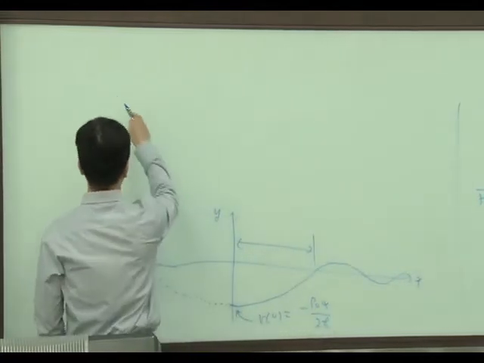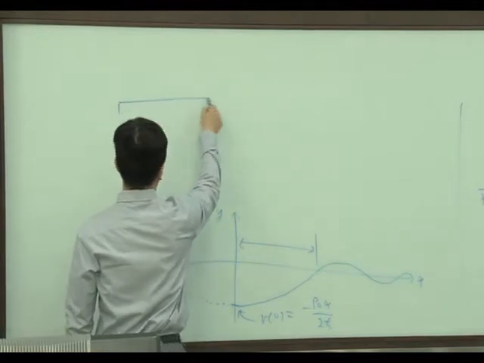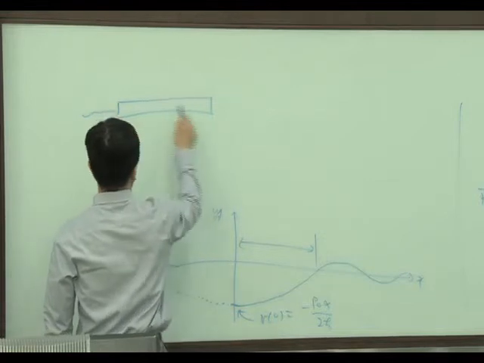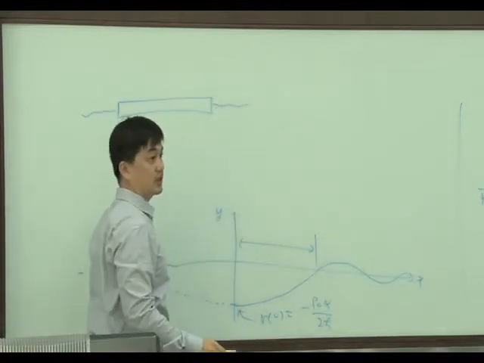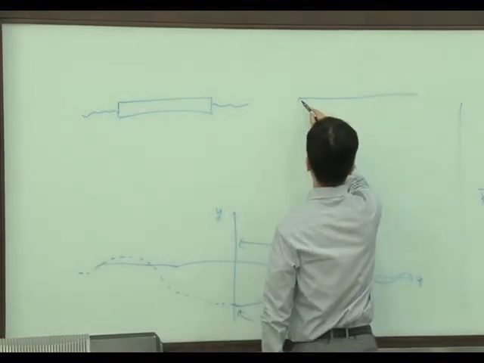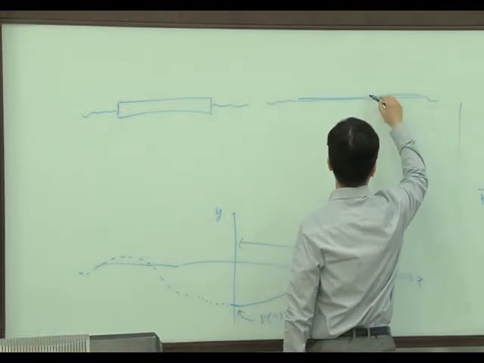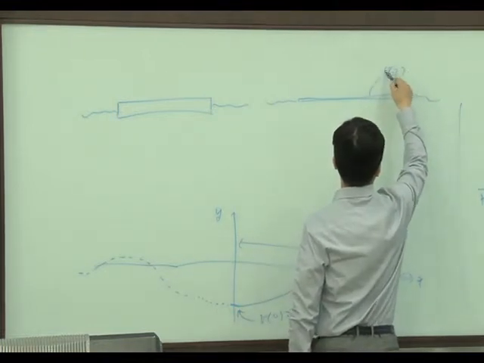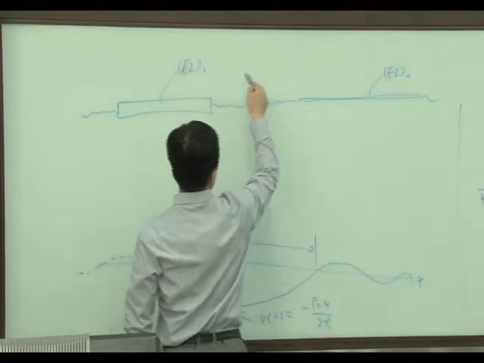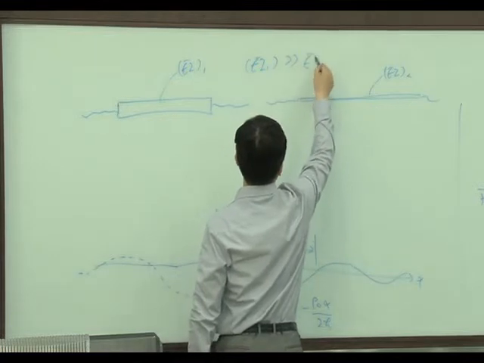I would like to show two interesting practical examples. Here I have a floating structure. It's quite stiff, and the other one is not stiff, very thin. So EI1 and EI2. EI1 is much bigger than EI2.